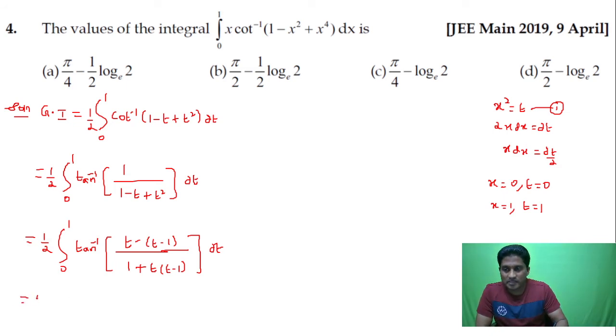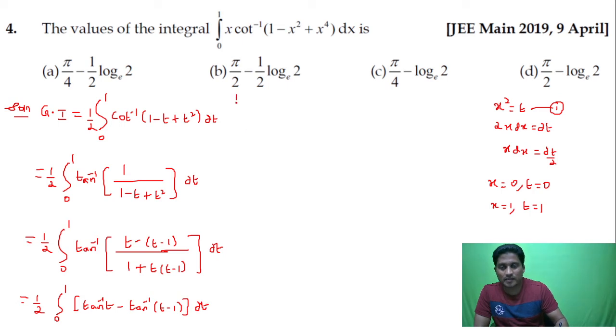This can be written as half of 0 to 1. Use the inverse trick formula: tan inverse of x minus y by 1 plus xy can be written as tan inverse of x minus tan inverse of y. That is t minus 1, and then this is dt.